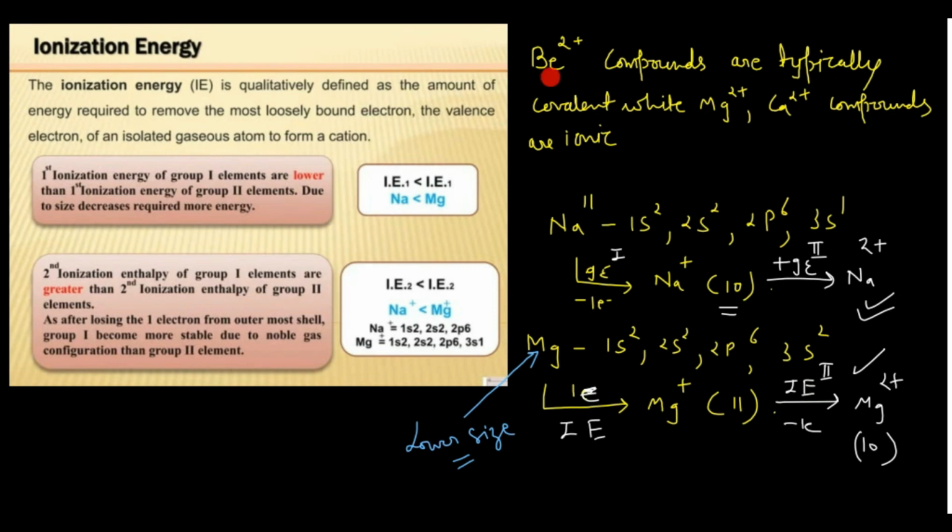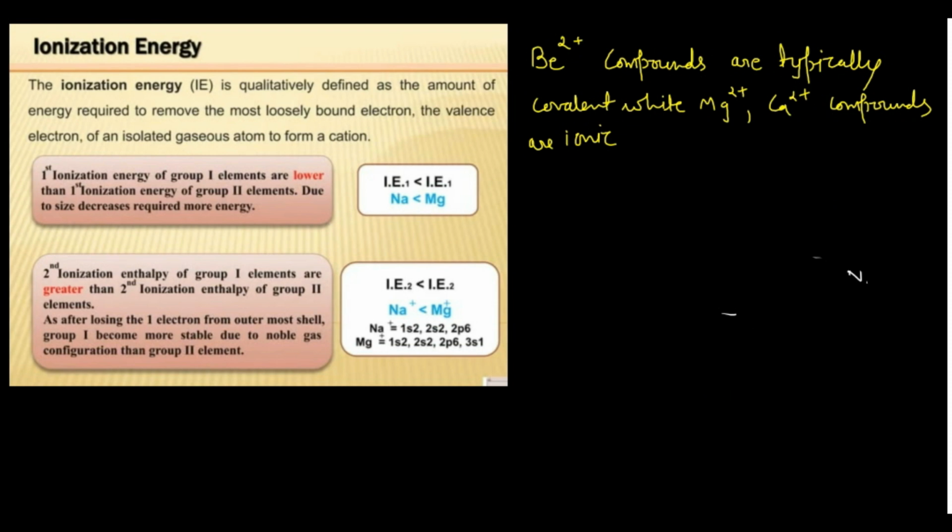Now next is what? Beryllium compounds are typically covalent, while magnesium and calcium compounds are ionic. Again, guys, this is something very, very important. Since I have explained the previous point, I don't need this space, so I am removing it. Fine. So why does this actually happen? I already told you that this beryllium Be2 positive ion is very, very small, so its polarizing power is very, very high.